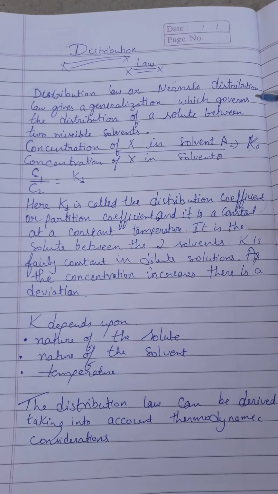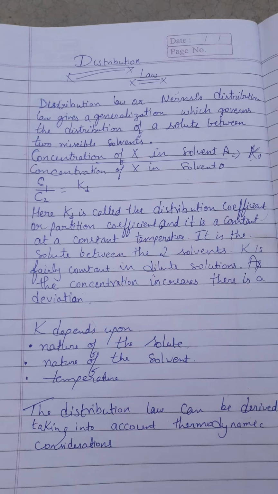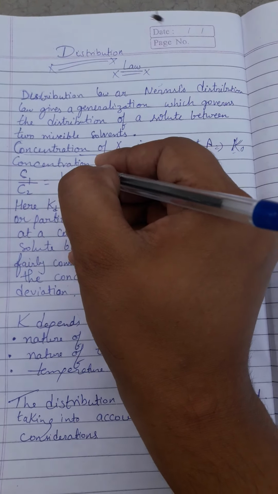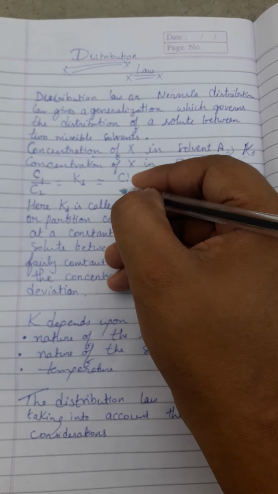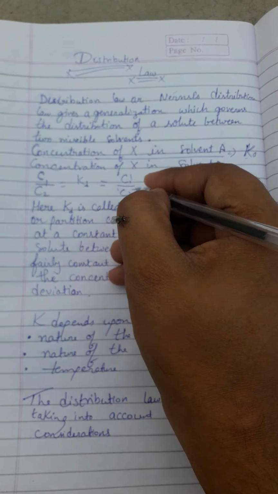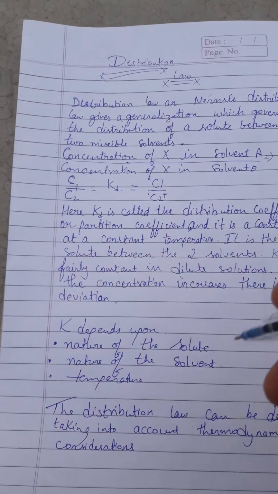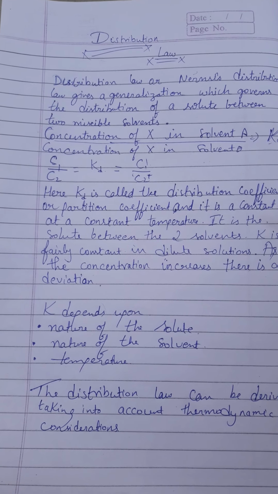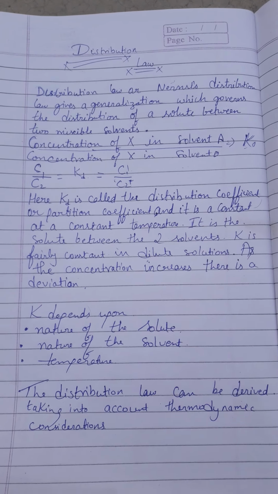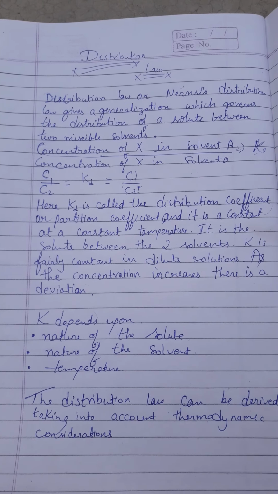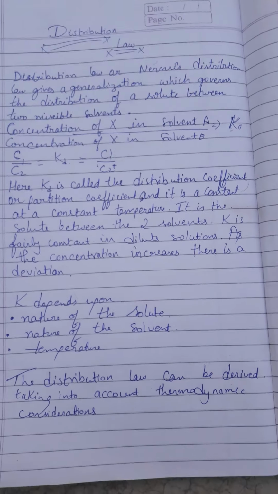C1 upon C2 is equal to C1 dash upon C2 dash, which is equal to Kd. So this is the constant. It is evident that in each case I2 distributes itself between the two immiscible layers in such a way that the ratio of its concentration in the two layers is a constant.